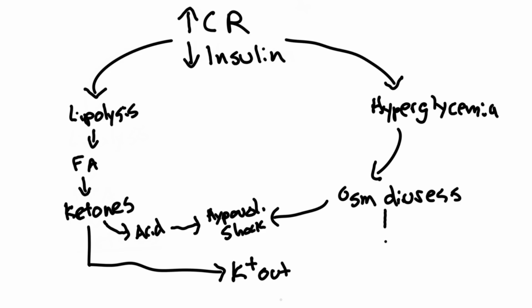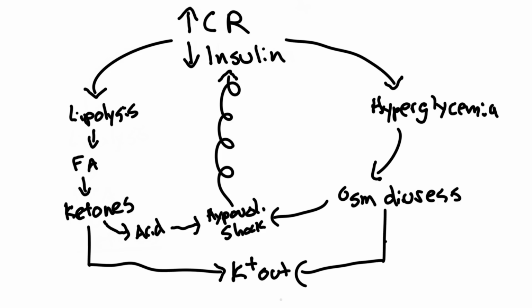The osmotic diuresis is causing us to pee in huge quantities, and because we have all this potassium extracellularly now, we're also becoming total body depleted of our potassium. So now we are in hypovolemic shock, and we have an increase in the amount of counterregulatory hormones because of this, and the whole cycle starts again. So you see a positive feedback loop here.